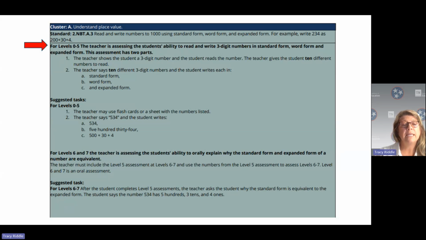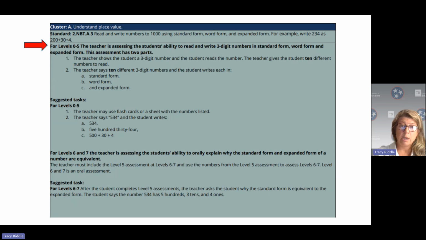For each of these levels, 0 through 5, you are assessing the standard. You are going to assess the student's ability to both read and write three-digit numbers in the various forms. Here you will see that the assessment has two parts.